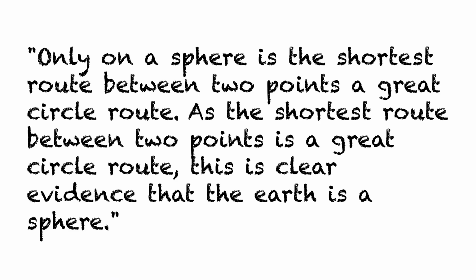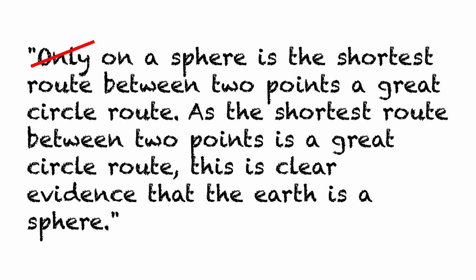Now, in this bit, Bob makes an argument which I'll briefly paraphrase. It says that only on a sphere is the shortest route between two points a great circle route. As the shortest route between two points is a great circle route, this is clear evidence that the Earth is a sphere. Now, you see, Nathan rewords Bob's statement and removes a key word, and this is the word only. Now, the removal of this word renders the statement fallacious, but it simultaneously changes Bob's argument. So Nathan's argument now becomes a straw man fallacy, so he can reach a conclusion which is actually an argument from fallacy. Holy shit, I'm actually better at this than Nathan.